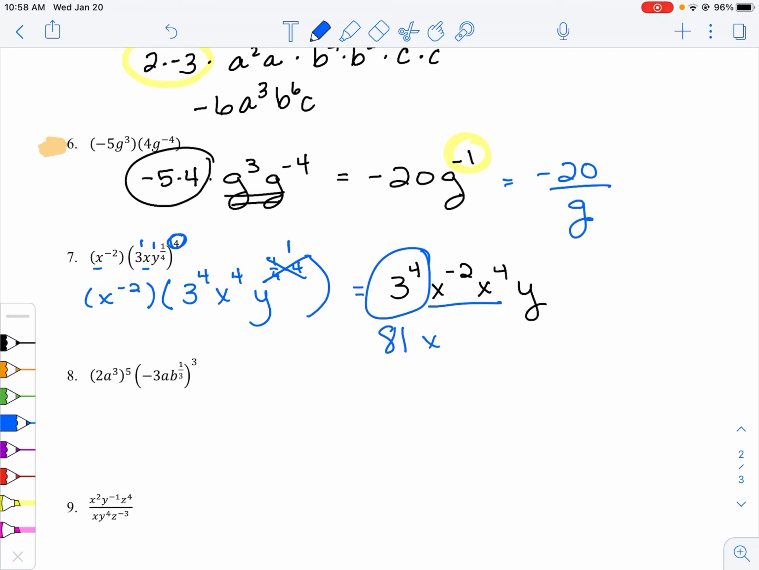Then the x's, I can add my powers. So I get x to the 2, and then just bring over that y.